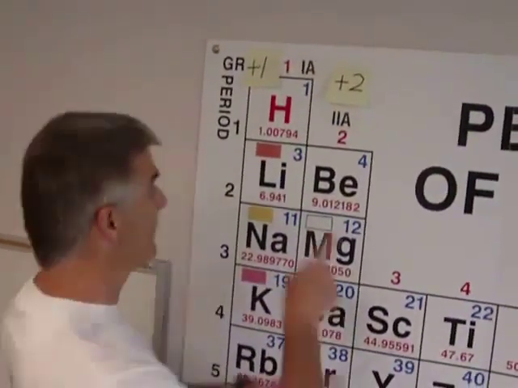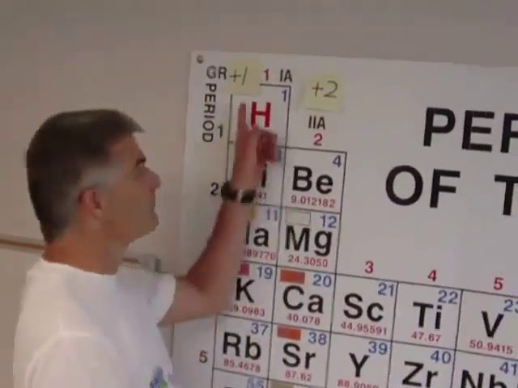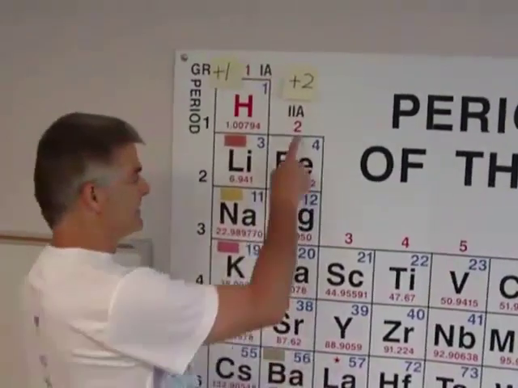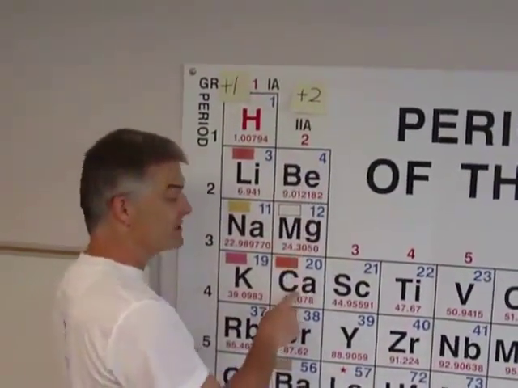Here's what I want you to do. Everybody get out your periodic table. Push pause. Oh, you're back. Great. You've got your periodic table. I want you to put at the top of your column, like I have here in class, plus 1 for the first column on the periodic table. Do I sound like a car salesman? You do. And plus 2 is the second column. Number 2, plus 2, beryllium, magnesium, and calcium.